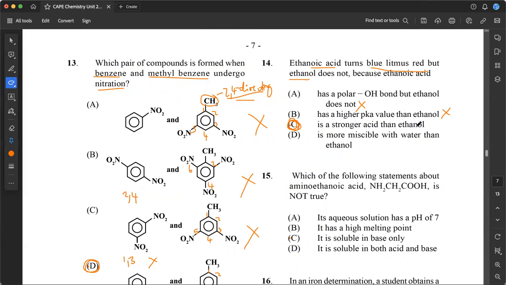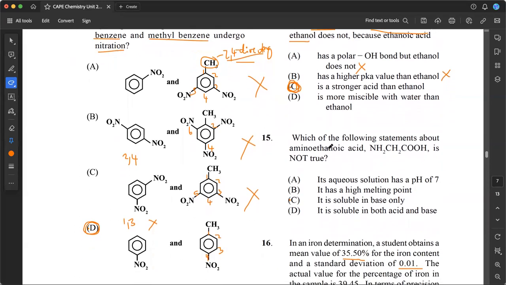Okay. So moving along to 15 now. 15 says, which of the following statements about aminoethanoic acid is not true? So what's not true about aminoethanoic acid, which is an amino acid, right? So let's see. What's not true? Its aqueous solution has a pH of 7. That's true because it's neutral, right? Amino acids are neutral in aqueous solution. They have a high melting point. That's true because they're crystalline solids in nature, so they'll have a high melting point.